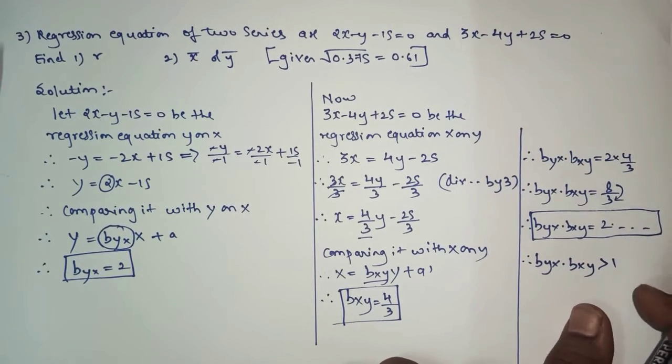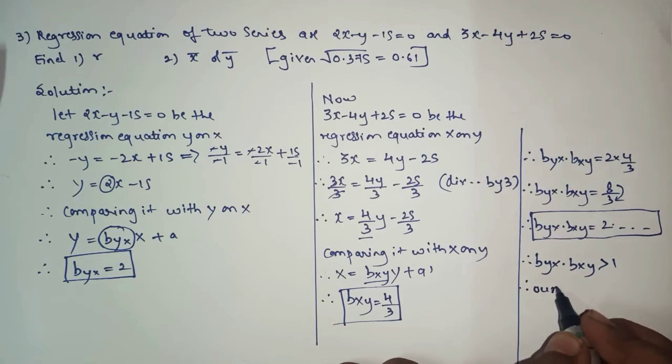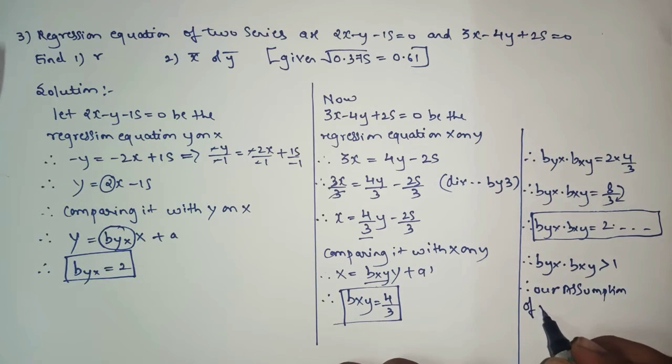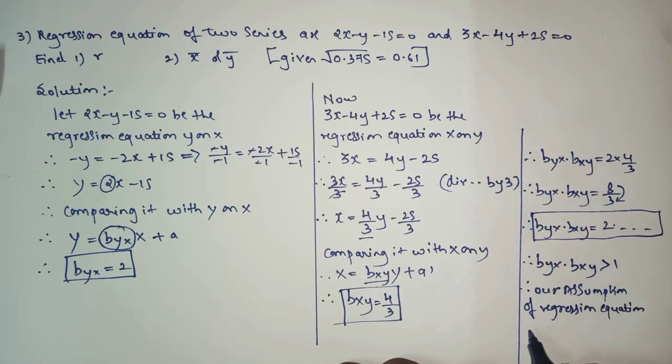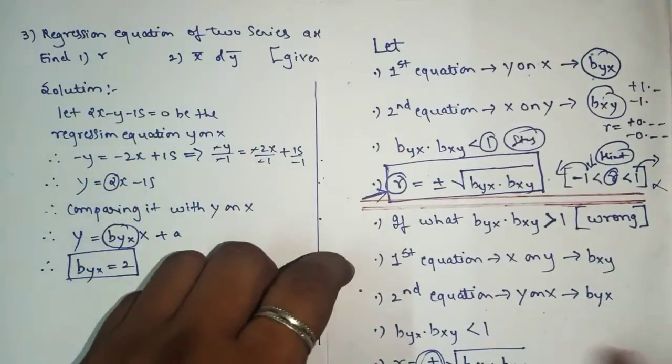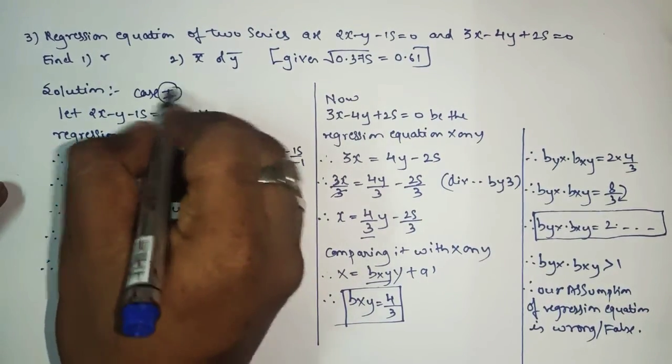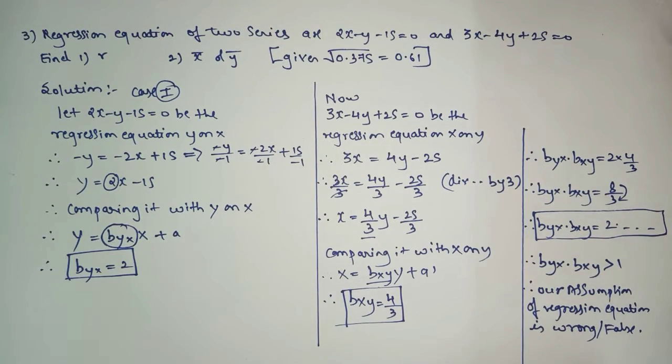So directly here we can see that the product of byx and bxy is greater than 1. Greater than 1 means here you can write our assumption of the regression equation is wrong, that means false. If it is false, we'll move on to case 2, as we'll consider this part as case 1. So we'll now move on to case 2. In case 2, we'll interchange the condition.